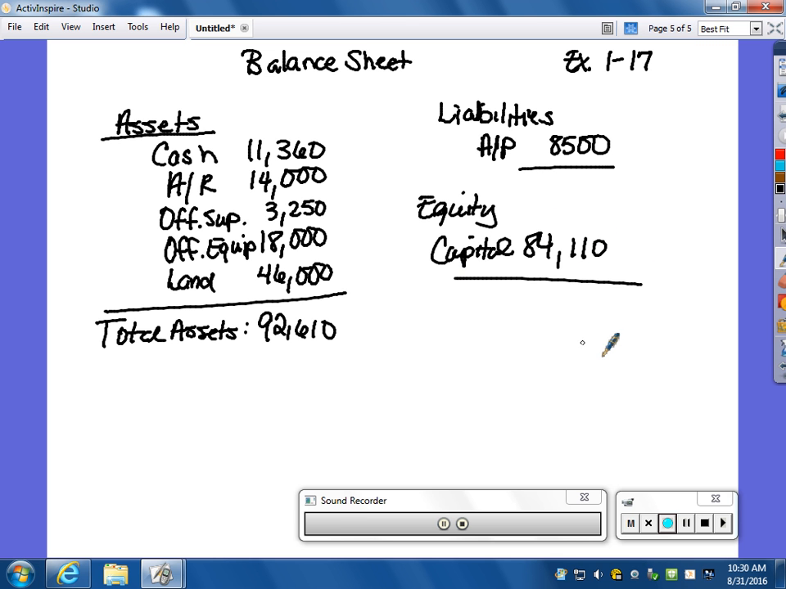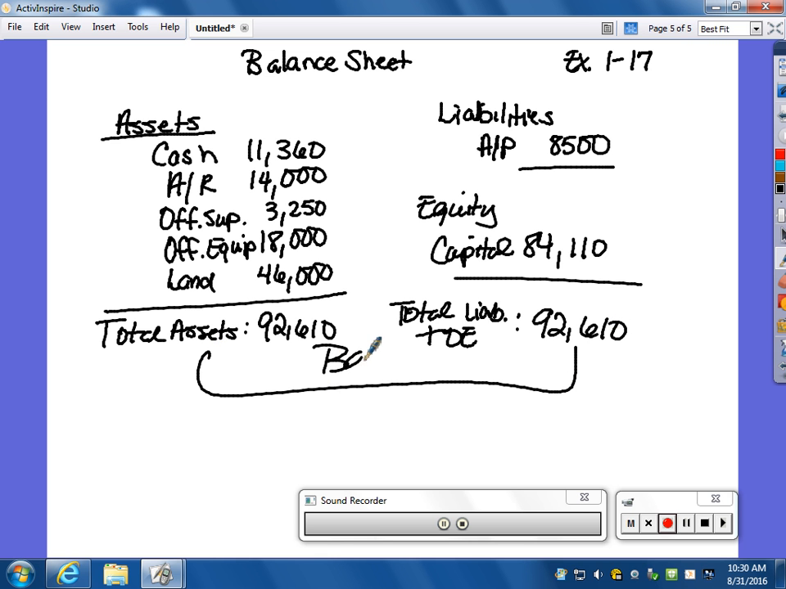84,110, correct? So that means total liabilities plus owner's equity equals what? 92,000. Are we accurate? Yes. We do what? Balance. That is the main goal of that statement.